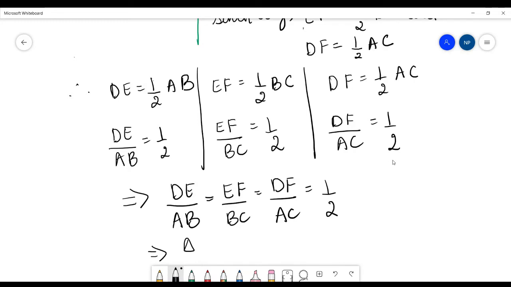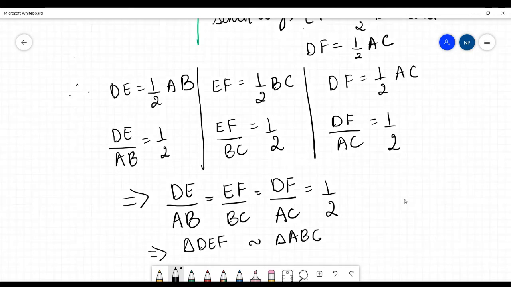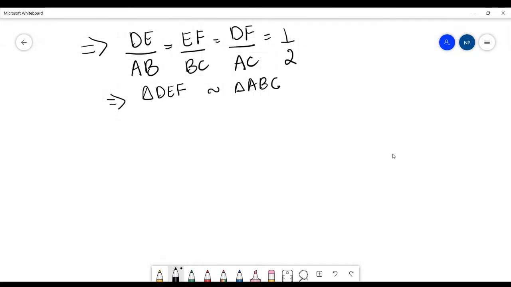Yes, triangle DEF is similar to triangle ABC. Then from here we can also state that when the two triangles are similar, we know the ratio of their areas.